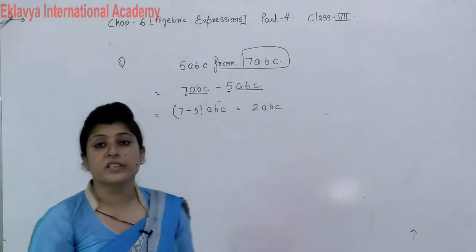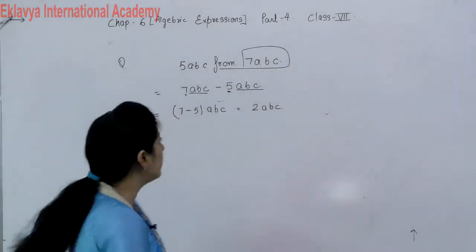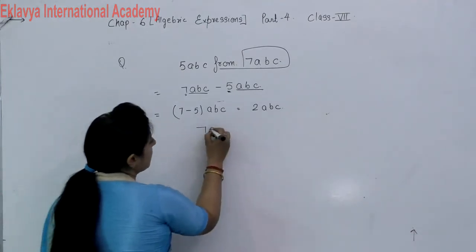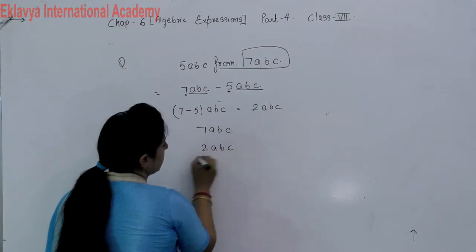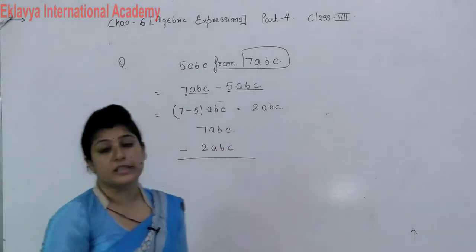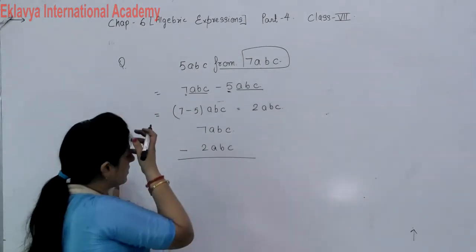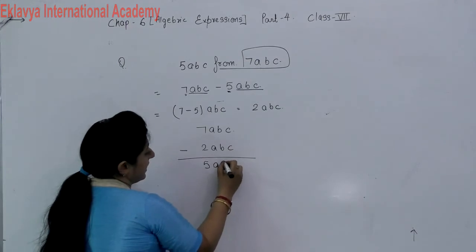If we solve it this way, this is called the horizontal method. And if we write 7abc and below it 2abc, then do the subtraction, this is called the column method. In this we know 7 minus 2 is 5abc.